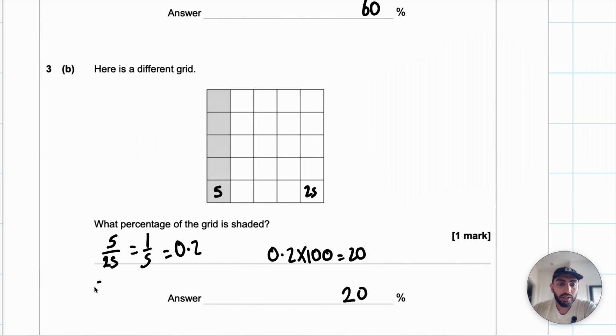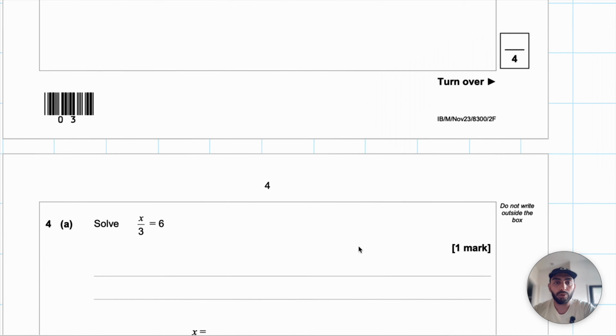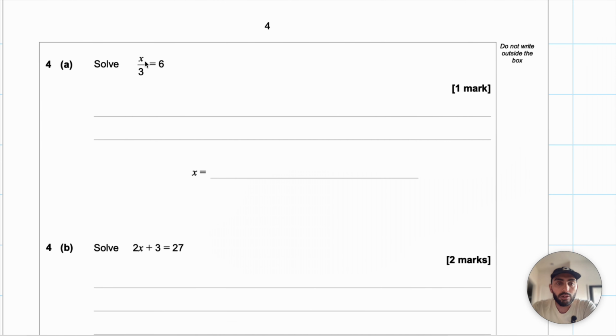Another way you could do it is 5 over 25, and you can multiply the top and the bottom by 4, because that would get you to 100 as the denominator, and 5 times by 4 is 20, so both ways would be fine. Question 4, solve x over 3 equals 6.